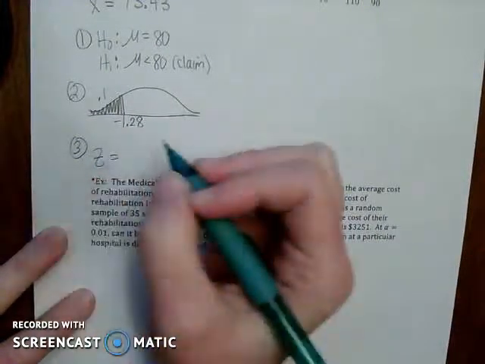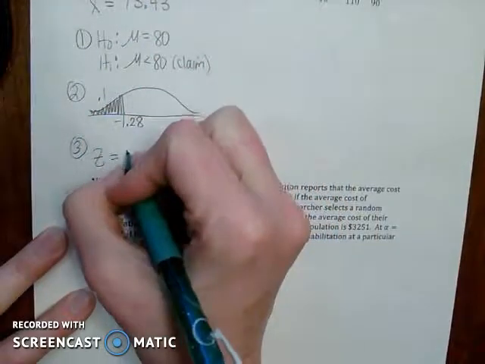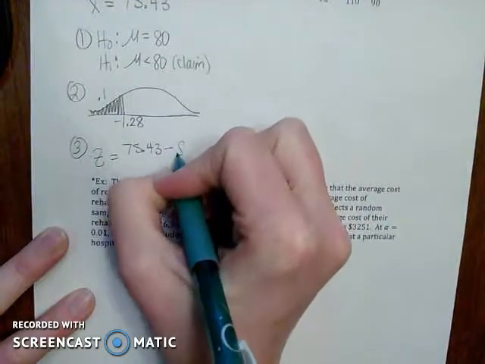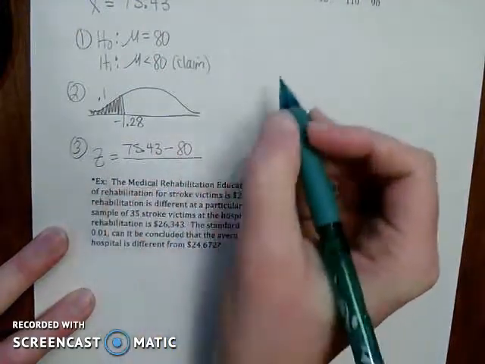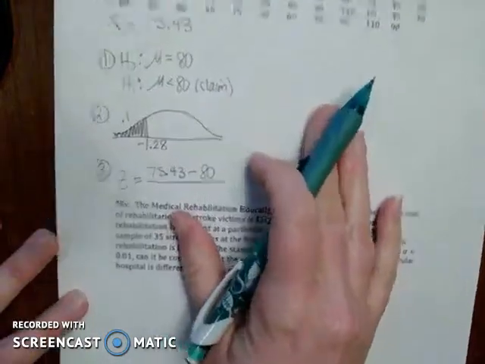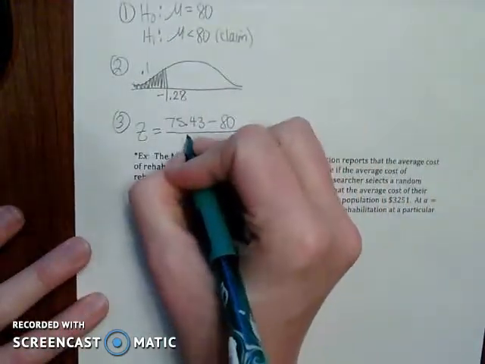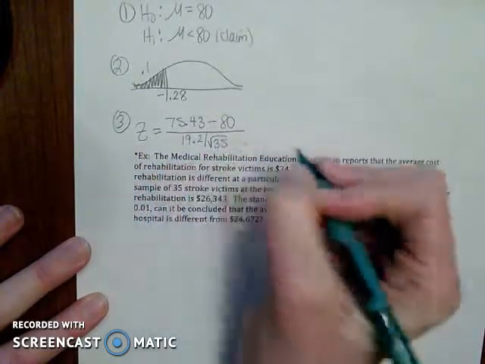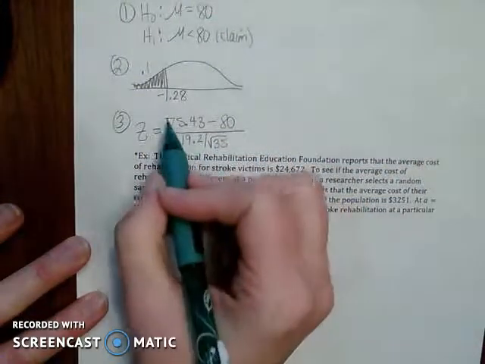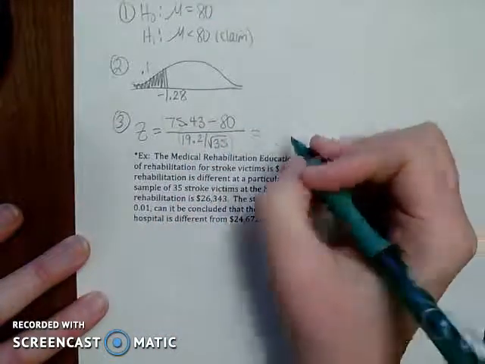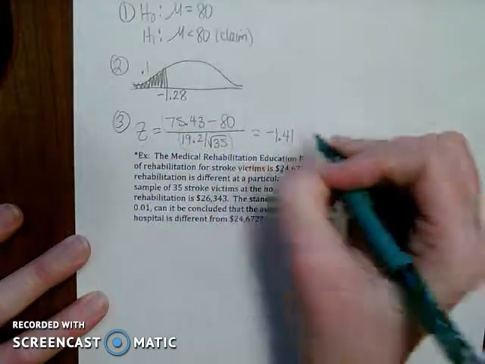Now we do our test value. Z equals X bar, which we figured out was 75.43, minus what we have in step 1, which is 80. Sigma, that's your population standard deviation, is 19.2. Square root of 35, since I forgot one of the numbers when I typed them in. Okay, again, parentheses, type it all in at once. You should get negative 1.41.